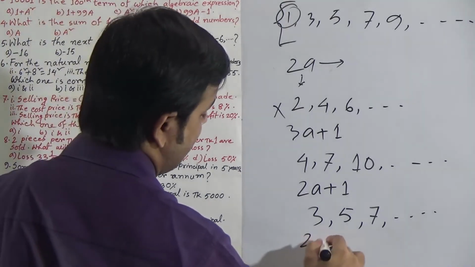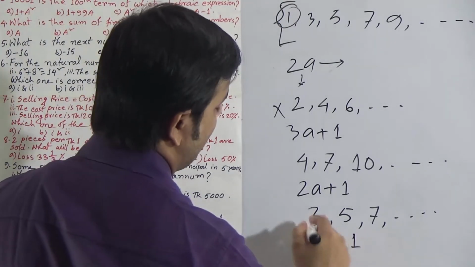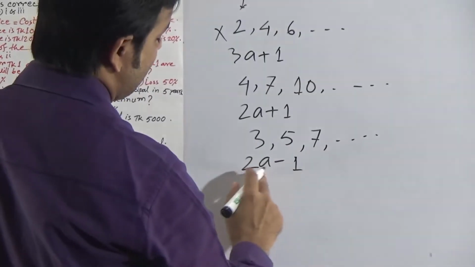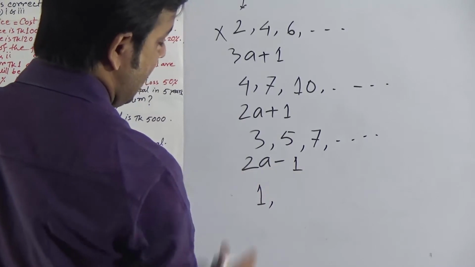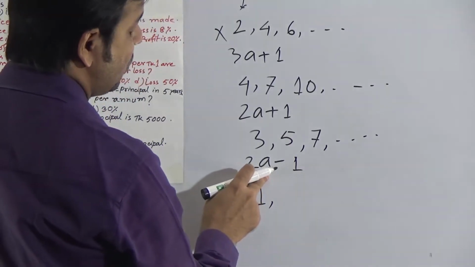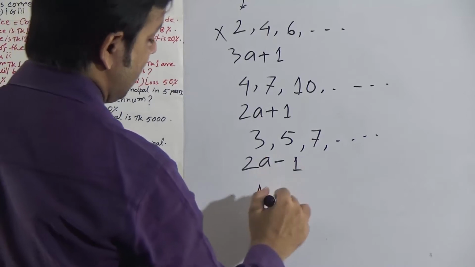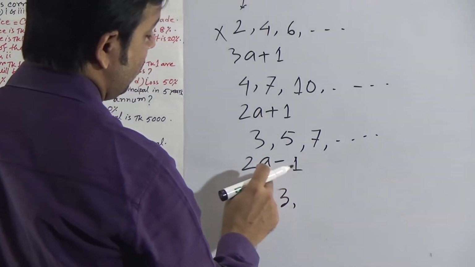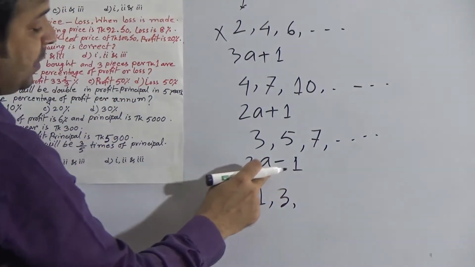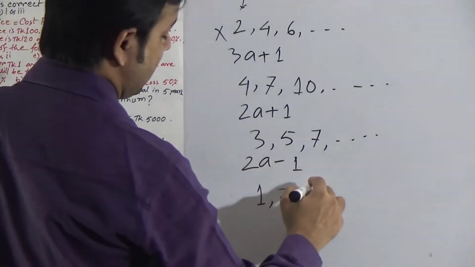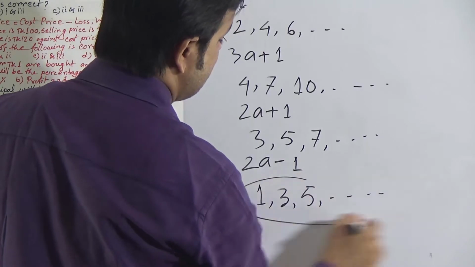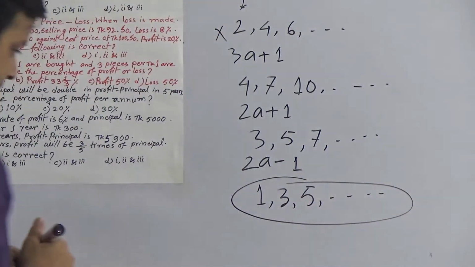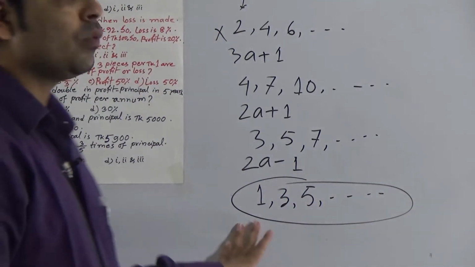So next one is 2A minus 1. Now put the value of A is 1. So 2 1s are 2 minus 1 means 1. And put the value of A is 2. 2 2s are 4 minus 1, that is 3. Now if we put 3, 3 2s are 6, subtract 1, we will get 5. So we can say this is the pattern of odd natural number as this is started from 1.